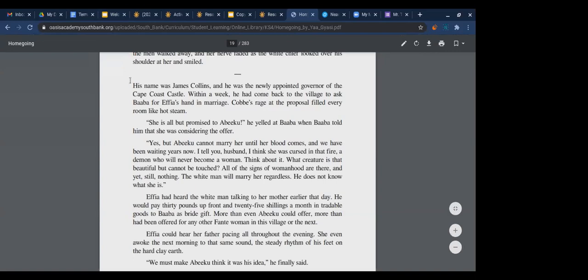His name was James Collins, and he was the newly appointed governor of the Cape Coast Castle. Within a week, he had come back to the village to ask Baba for Effia's hand in marriage. Kobe's rage at the proposal filled every room like hot steam. "She is all but promised to a Bhikkhu," he yelled at Baba when Baba told him that she was considering the offer.